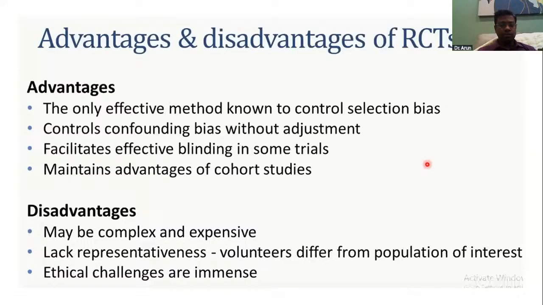We already discussed how blinding can help us to mitigate the bias risk. And disadvantages are it is always complex and expensive. The main problem is getting the consent after deciding to do the study. When you are going to give a new drug or new intervention, obtaining consent from the population is very difficult. From that phase till completion of the phase, it's associated with many hurdles. That's why it is more complex compared to the previous studies we were discussing. And it lacks representativeness. Volunteers differ from the population of interest, and ethical challenges are immense.